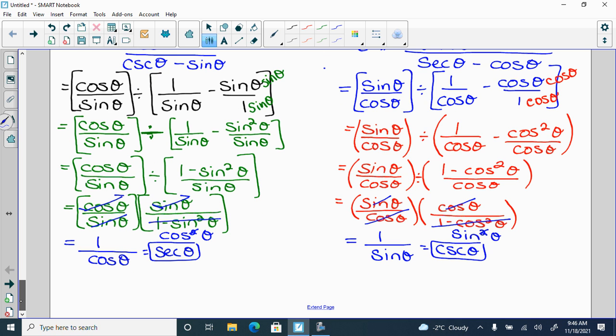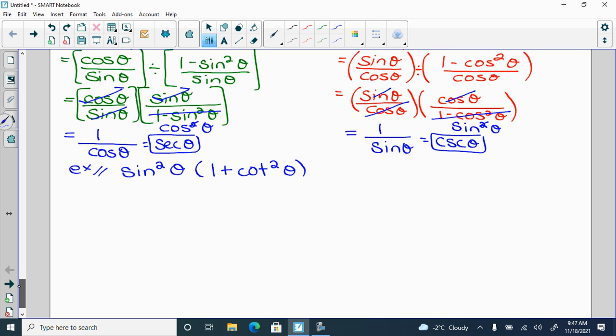Okay, next one. Example. Sine squared theta times 1 plus cotan squared theta, still simplifying. And cotan squared theta times cos squared theta minus 1.